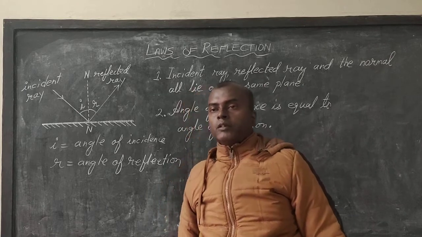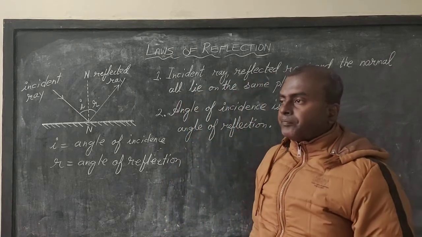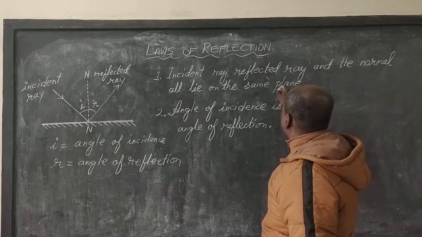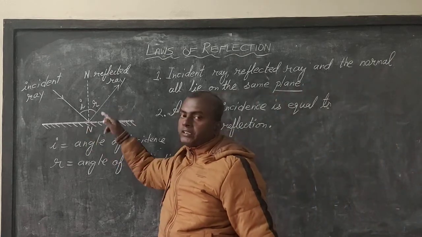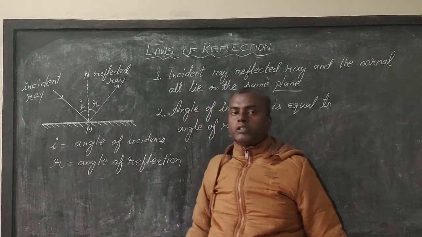The plane that we are talking about here is the plane of the mirror. In that plane only, the incident ray, reflected ray, and the normal all three lie.